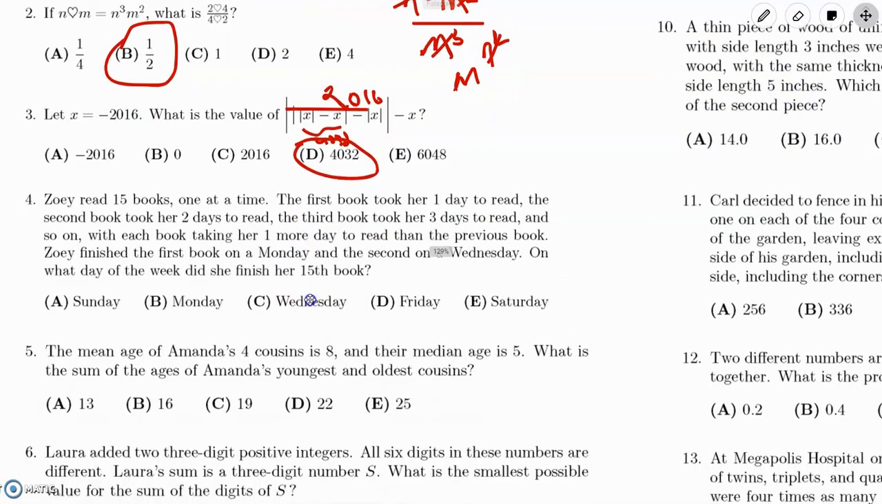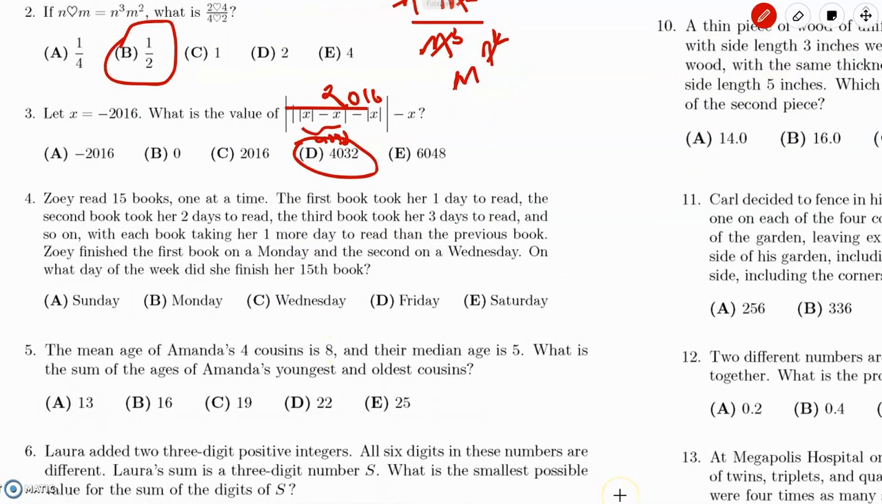Number 4, Zoe read 15 books one at a time. The first book took her 1 day to read, the second book took her 2 days to read, the third book took her 3 days to read, and so on, with each book taking her 1 more day to read than the previous book. Zoe finished the first book on a Monday and the second on a Wednesday. On what day of the week did she finish her 15th book?